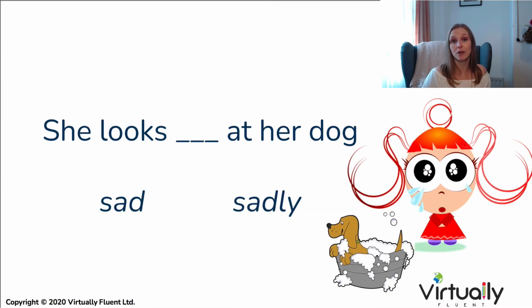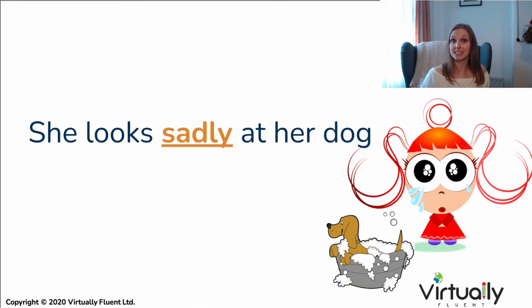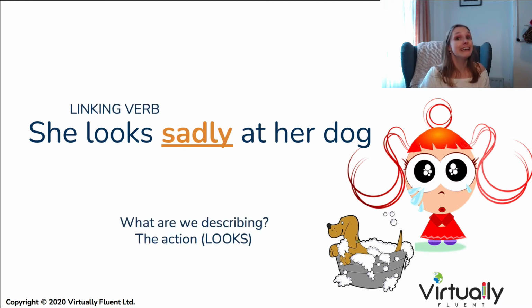Now, take a look at this sentence. She looks at her dog. Again, sad or sadly. The correct answer is going to be she looks sadly at her dog. Now here, again, we're using look, which is a linking verb, but this time we're not describing the person, we're describing her action. We're really focusing on the definition of that word, look, that verb. So when we use it as a verb function in the sentence, then we need to use an adverb. She looks sadly. It's the way that she looks.